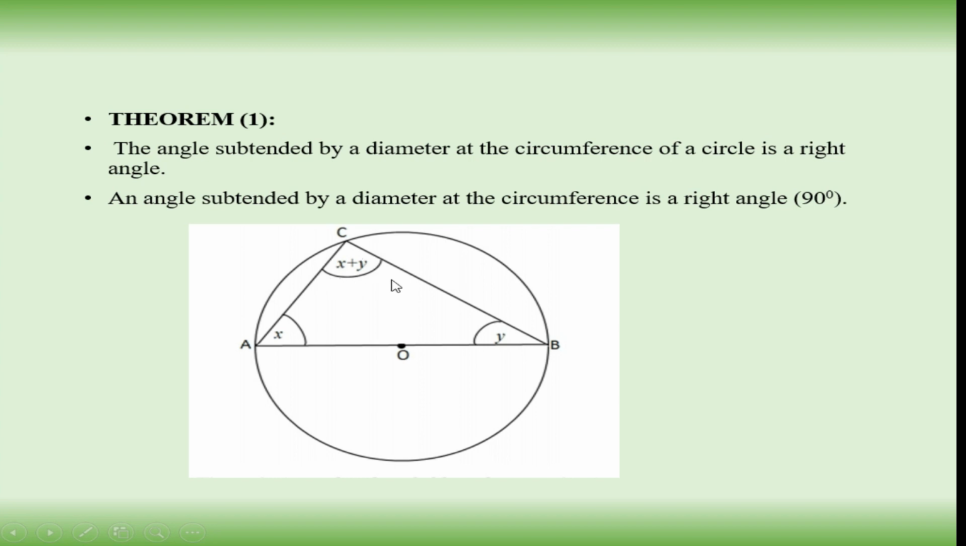y should also be 90 degrees, because the complete triangle, the sum of its interior angles should be 180. So if the angle subtended at the circumference is 90 degrees, then the sum of the other side should also give me 90 degrees. That is why we have x plus y here should give me 90 degrees. Alright. Now let's try our first example.